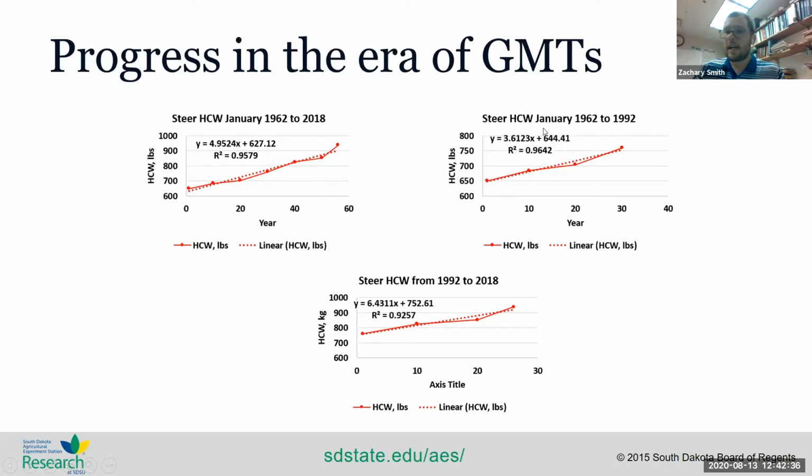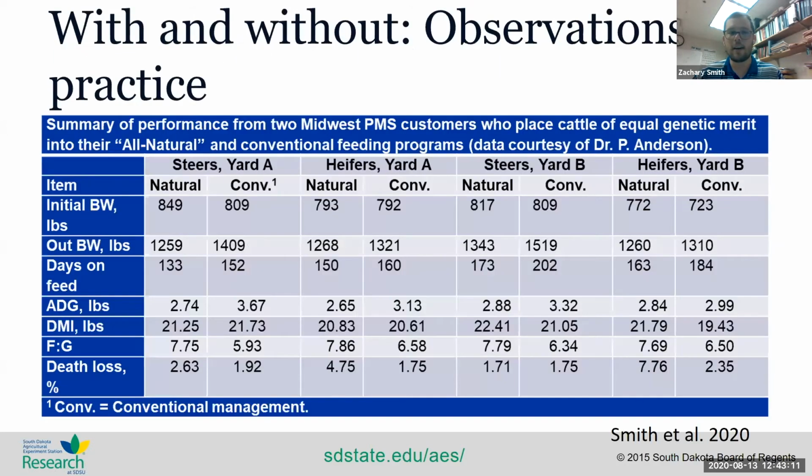When we take a look from 1962 to 92, so this was only in the era of estrogen or estrogen progesterone implants and no beta agonist, the average increase in carcass weight was about 3.5 pounds. And from 92, so the era of combination trenbolone acetate estrogen implants and the feeding of beta adrenergic agonists, we've increased carcass weight nearly 6.5 pounds per year. Certainly some differences in genetics over the years, but a good deal of this would need to be attributed to the use of these technologies.